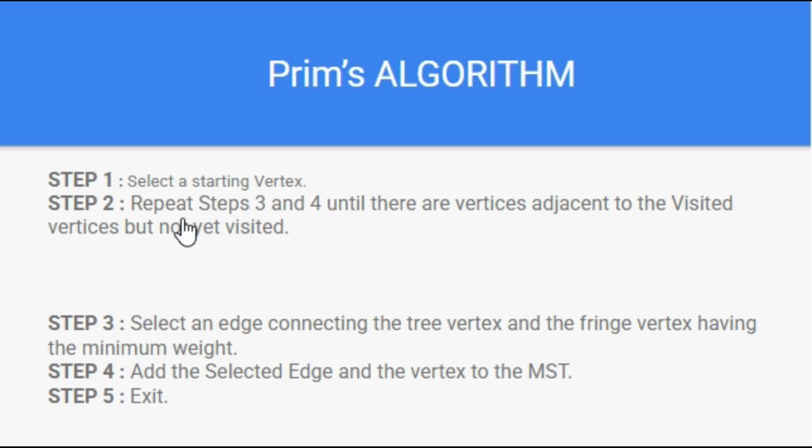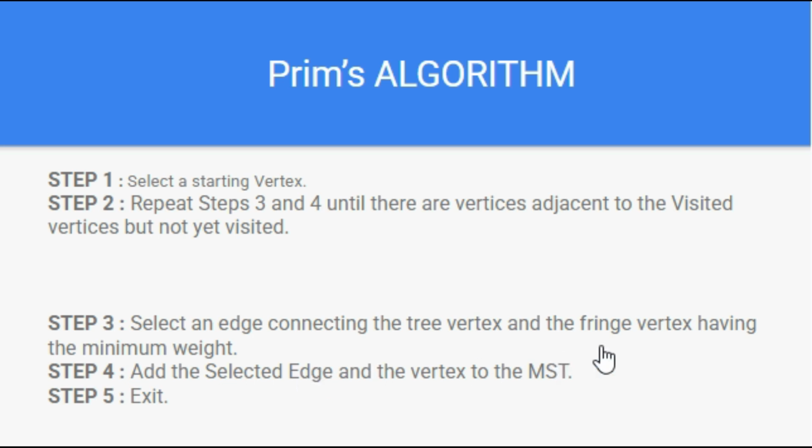Second, repeat steps 3 and 4 until no vertices remain that are adjacent to the visited vertices but not yet visited. If you recall the example, after visiting A, C, D and F, we needed to visit B and E. So after making a choice of the edges, we need to select those vertices which are not visited yet, but are adjacent to the selected vertices list. The third point is: select an edge containing the tree vertex and the fringe vertex having the minimum weight. So we need to select an edge in such a way that the weight gets minimized.